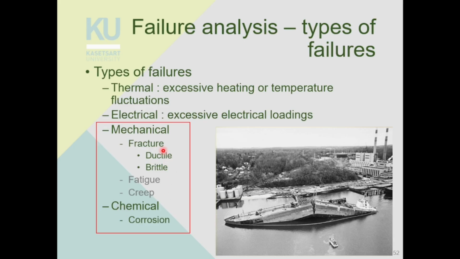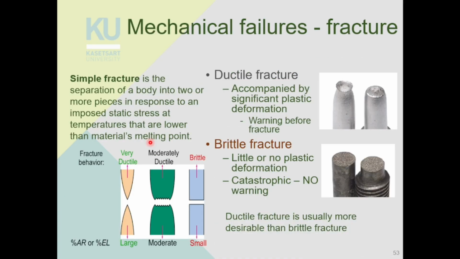Okay, so if we are applying a constant stress and our material cannot withstand that stress, what would happen, right? What would happen is fracture. Okay, so there are two types of fracture. Okay, sorry. Let's go back a little bit. So, what is fracture? Simple fracture is the separation of a body into two or more pieces in response to an imposed static stress. Right.